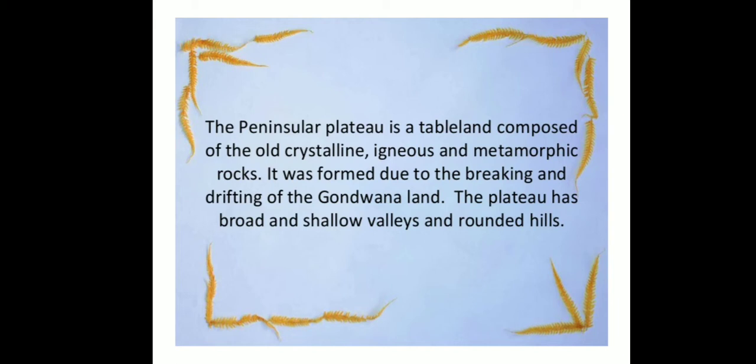Children, what they are going to explain here is that the top of these peninsula plateaus is flat and it is like a tableland. It is composed, that means it is made up of crystalline, igneous and metamorphic rocks, and these peninsula plateaus are formed because of the breaking of the Gondwana land, which was previously combined together.